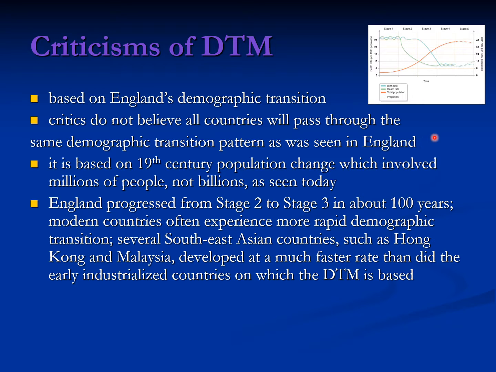There are some criticisms of DTM based on England's demographic transition. Critics do not believe all countries will pass through the same demographic transition pattern as we have seen in England. It is based on 19th century population change, which involved millions of people, not billions, as seen today. England progressed from stage 2 to stage 3 in about 100 years. Modern countries often experience more rapid demographic transition. Several Southeast Asian countries, such as Hong Kong and Malaysia, developed at a much faster rate than did the early industrialized countries on which the DTM is based.